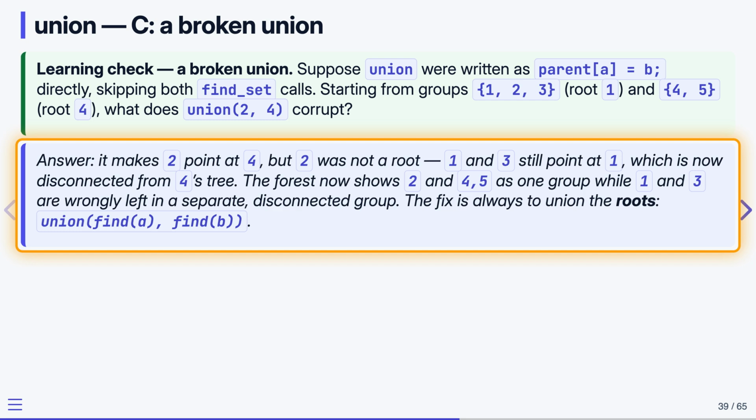It makes 2 point at 4, but 2 was not a root. 1 and 3 still point at 1, which is now disconnected from 4's tree. So the forest shows 2, 4, and 5 as one group, while 1 and 3 are wrongly left in a separate, disconnected group. The fix is always to union the roots, union of find of A and find of B.